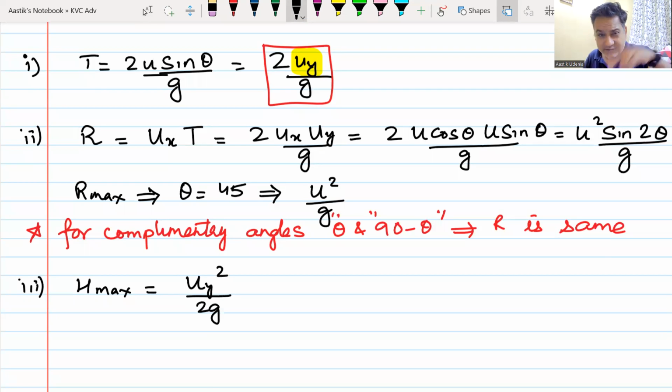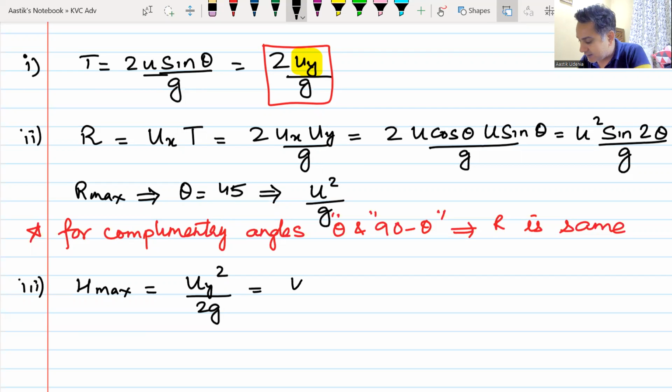As soon as I write this formula, this must remind you of the maximum height u square by 2g. The formula is same. The only difference is that in the case of motion under gravity, the entire velocity was along the y-axis, so instead of uy, you just write u. Here it has two components, ux and uy, and therefore in maximum height, we are writing the formula in terms of uy. Do we understand this? Yes or no? Raise hands will give you more confidence.